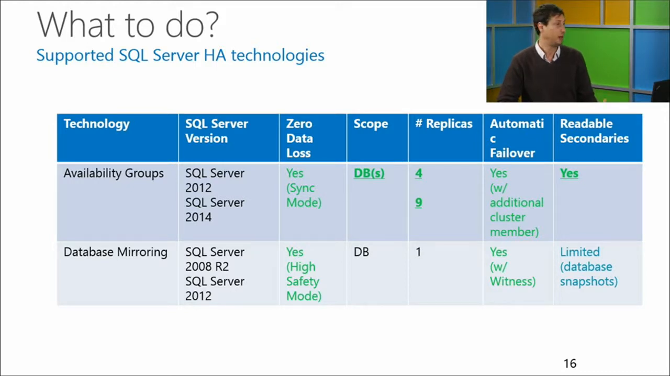You can have many replicas. In SQL Server 2012, we supported 4 secondaries. In SQL Server 2014, we support 8 secondaries, 9 replicas in total. So you can have all those levels of protection if you want to. We support automatic failover, and your secondaries can be readable. This means you can use these secondaries, for example, to offload some of the reporting workloads out of the primary and run them there.